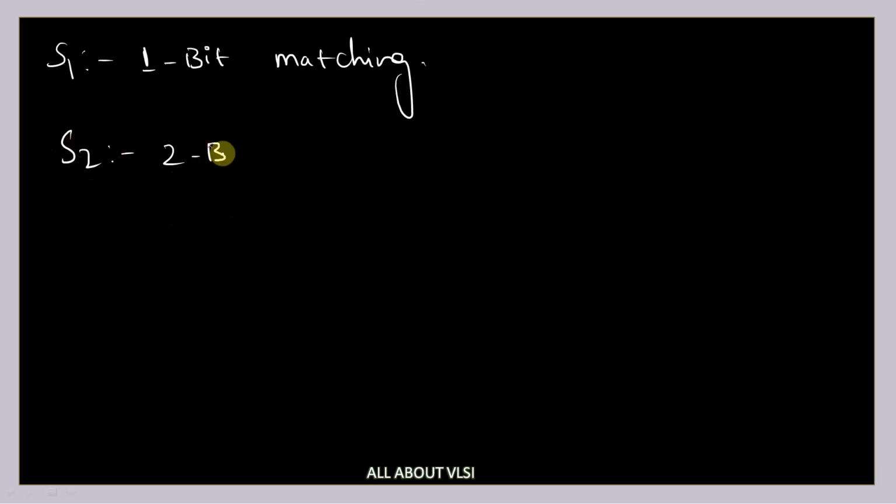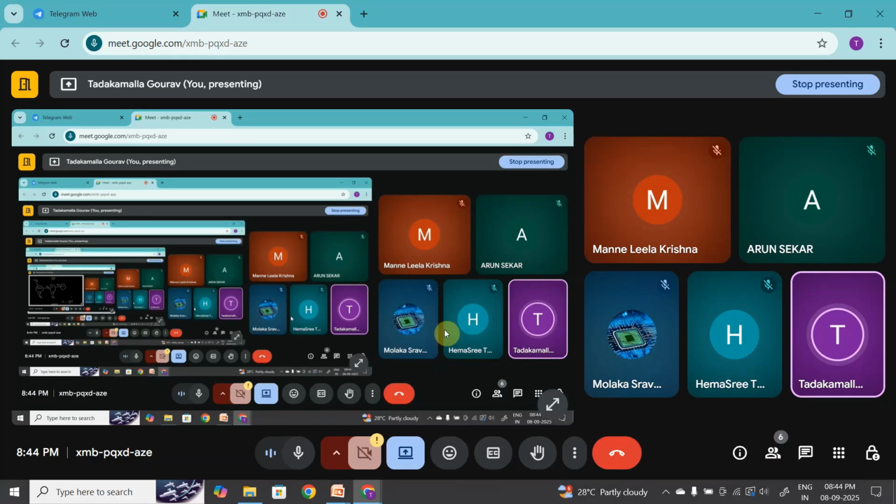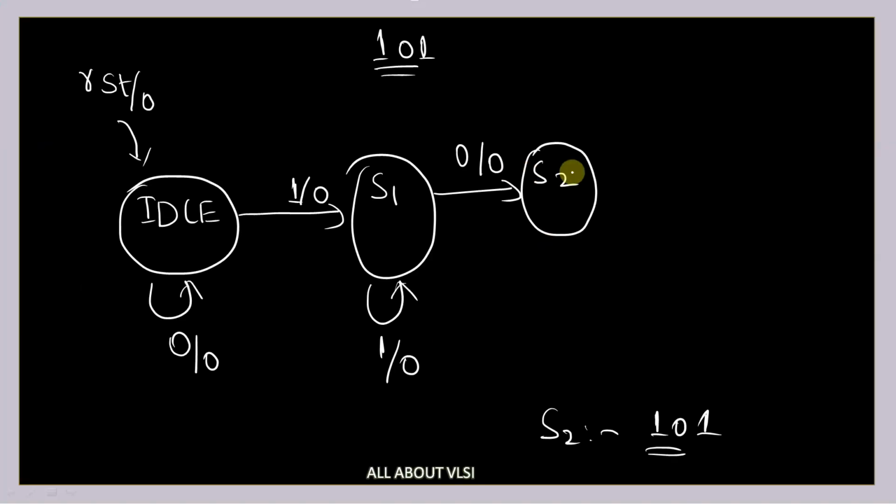Okay, S2 state is a state where two bits are matching. Now if we are in S2 state, we have the sequence 1 0, and if we get one more 1, which state should we go? Can anyone tell me? I am talking about overlapping sequence. If I am in S2 state, I already have the sequence 1 0, and if I get one more 1, what should be my next state?